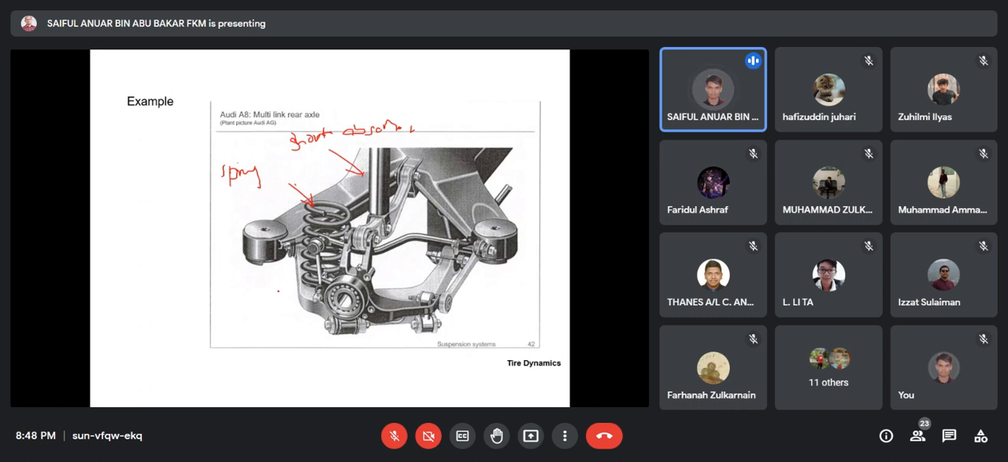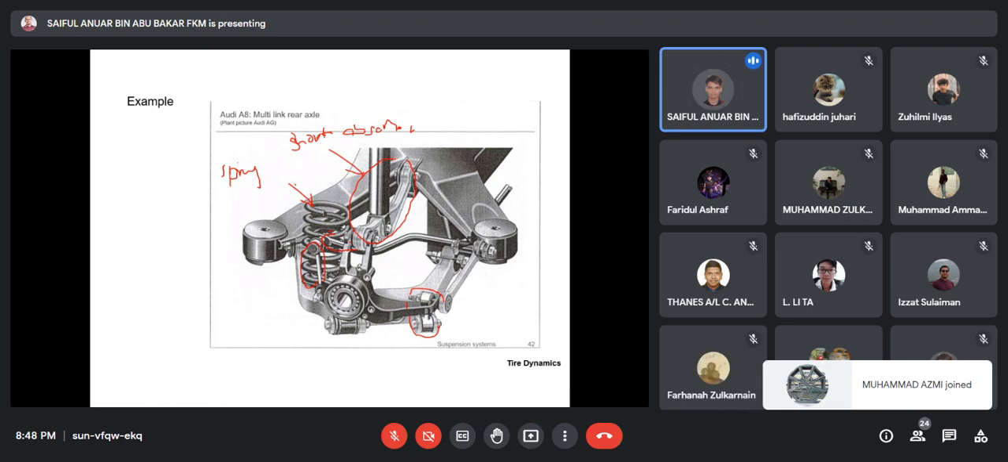But for the multi-link, it's going to have more than two, which is this one, and this part here, okay. And then this one, multi-link, and then this one, multi-link. So we have more than two links in a multi-link. That's why it's called multi-link. And this kind of suspension, like I mentioned previously so many times, has been proven to have good handling.